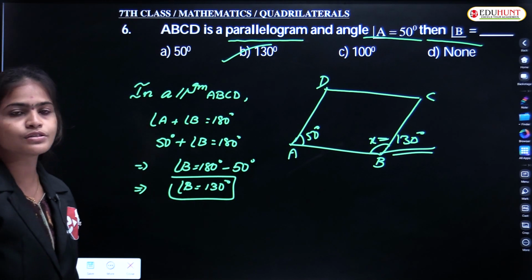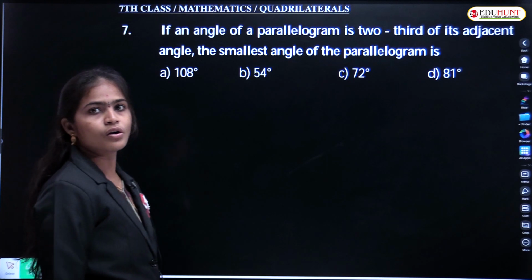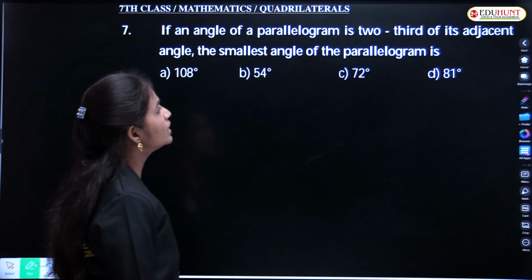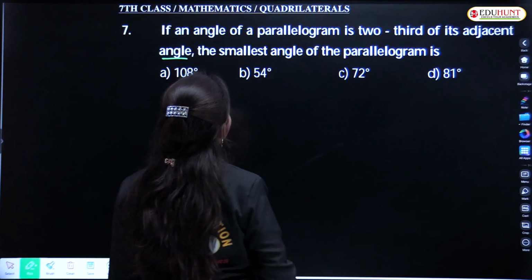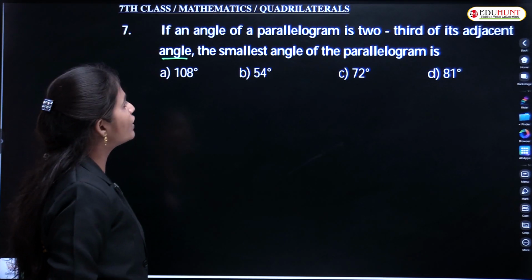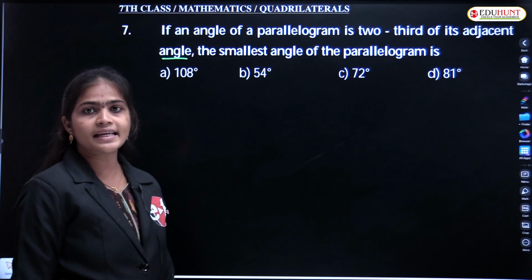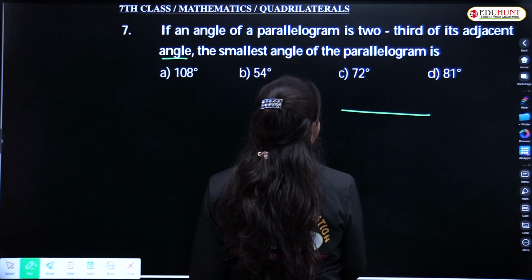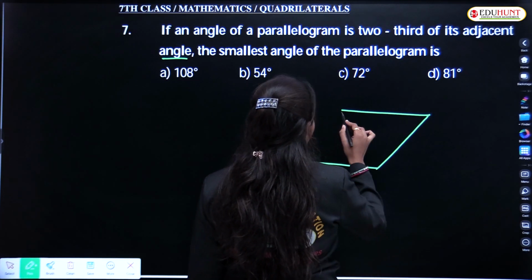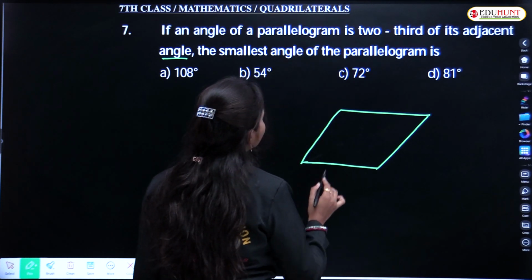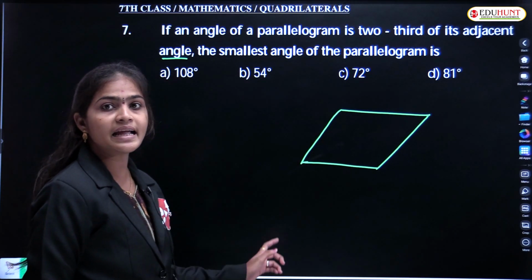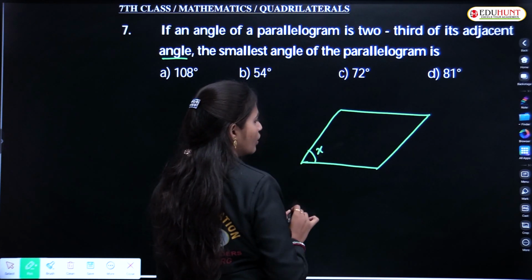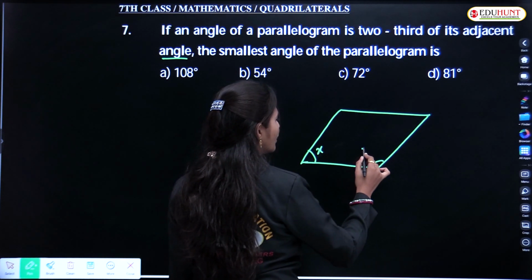Okay children. So let us see the next one. Okay, see that question. If an angle of a parallelogram is 2/3 of its adjacent angle, find the smallest angle of the parallelogram. Okay, here angles directly they didn't give. They are saying that in a parallelogram, one of the angles is 2/3 of another angle, 2/3 of its adjacent angle. So let it be some x here, and this is some 2/3 of x.